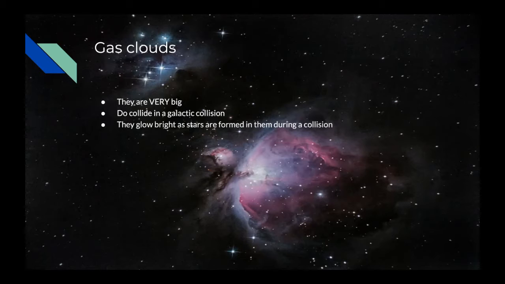So, about gas clouds, which I mentioned are a part of galaxies, they are very big and they do collide because they're just masses of gas. They're going to collide. And when they collide, they gain gravity because mass equals gravity. And they create heat because the gravity is forcing the gas particles to get together. Therefore, they form stars during a galactic collision.